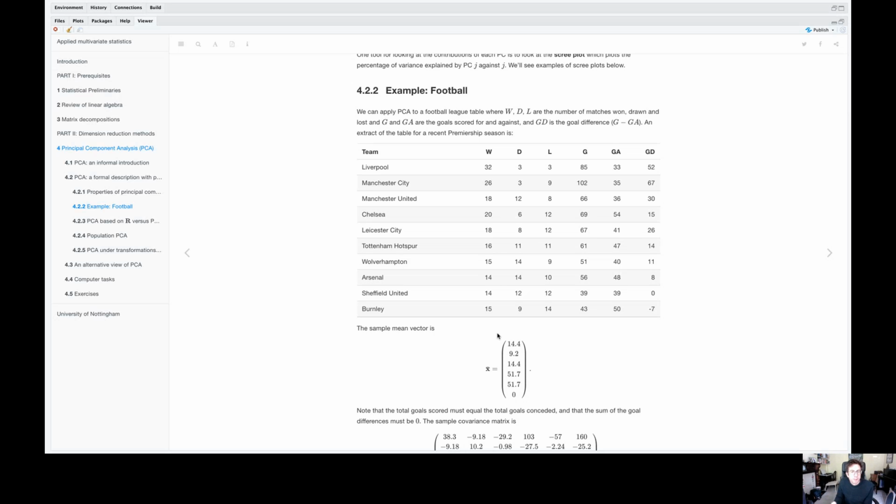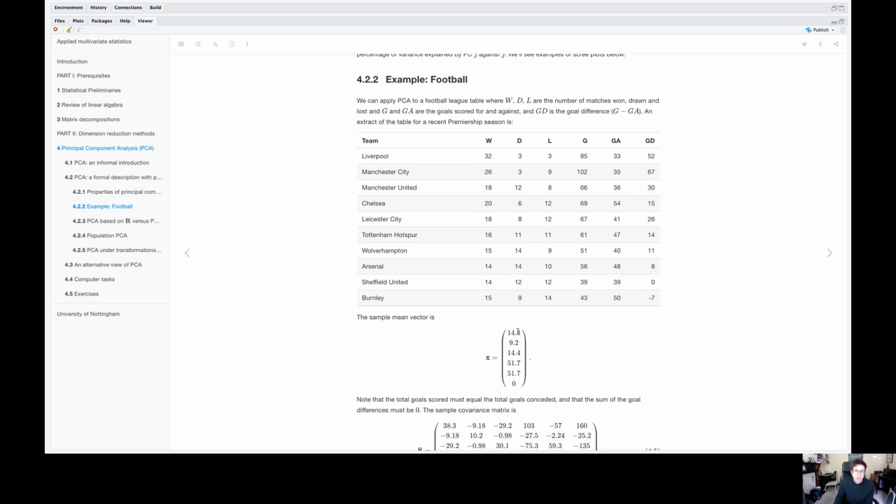So if we compute the sample mean vector of these data, first of all, we get the following vector. Now we can see that the average number of games won is 14.4. That, by definition, has to be the same as the average number of games lost. And similarly, the average goals scored must be the average goals against. Okay, so these numbers must match as well.